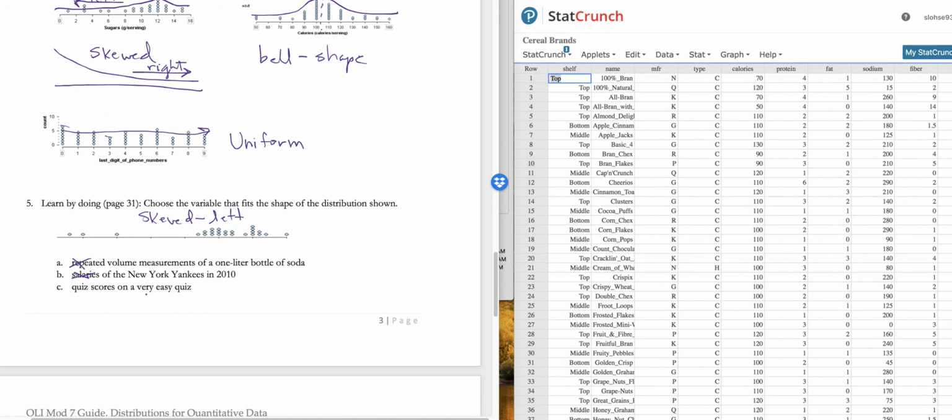Quiz scores on a very easy quiz. So lots of grades that are very high, and then a few folks that just did not catch on to that material and they've got a low score. But this one matches the skewed left distribution that we have been given.